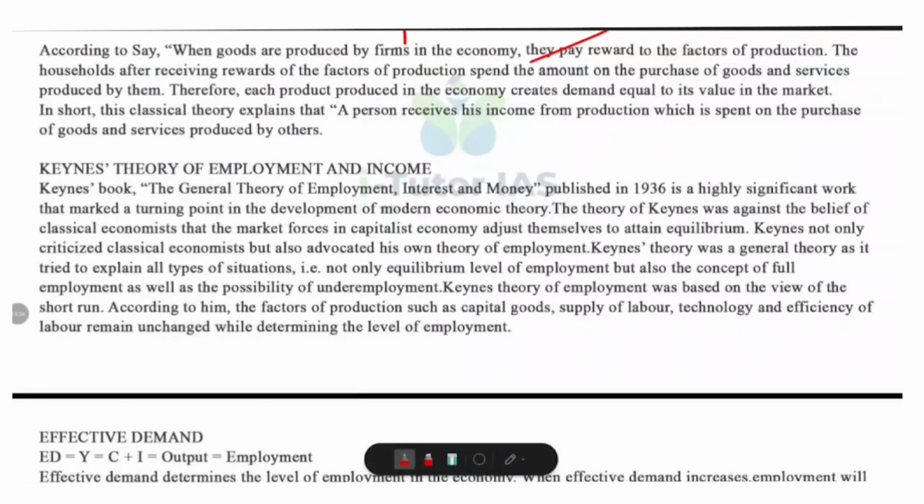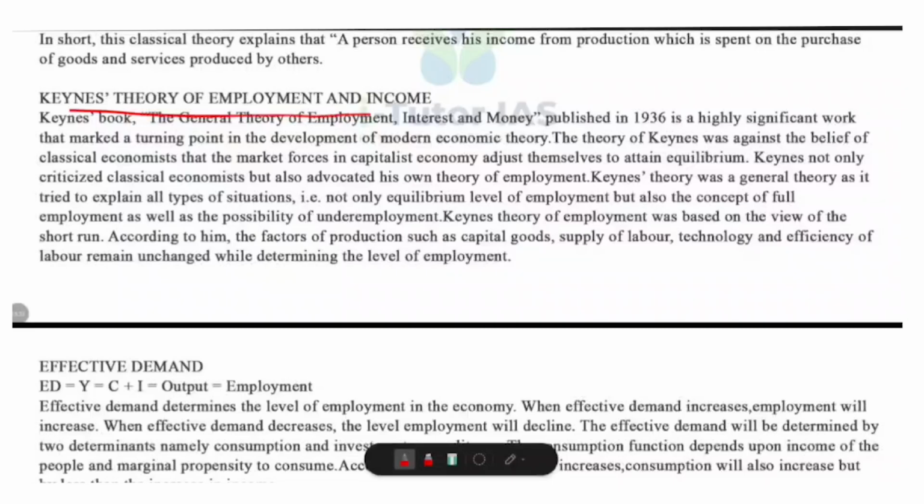Hope you understand. Now let's move on to Keynes' theory of employment and income. In 1936, John Maynard Keynes, or J.M. Keynes, published his famous book, The General Theory of Employment, Interest and Money. This work was a major turning point in economics, as it challenged the classical view that the economy automatically adjusts to full employment. Keynes criticized the classical economists who believed that market forces always bring the economy to equilibrium. He argued that this is not always true, and unemployment can persist even in a market economy.